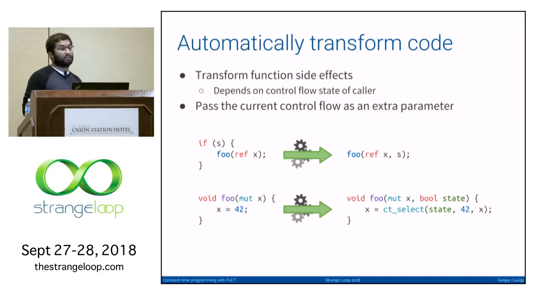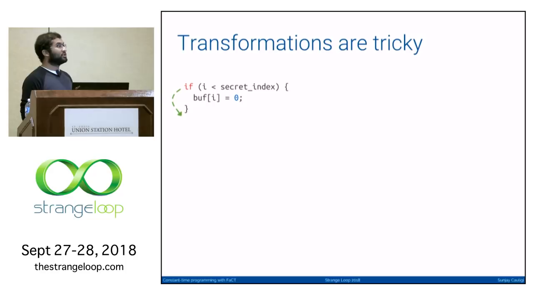So we get cross-function transformation as well. This may seem fairly straightforward on the face of it, but transformations can be a little bit subtle. In this example, we have the condition: if i is less than some secret index, then zero out the corresponding index in the buffer.